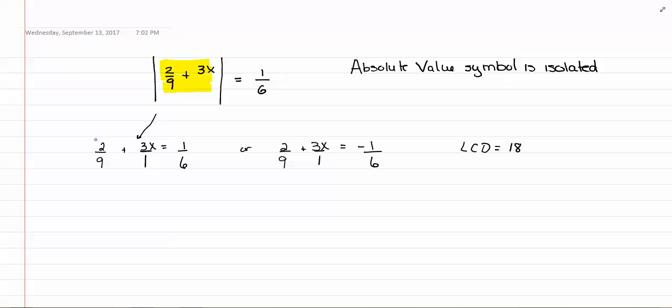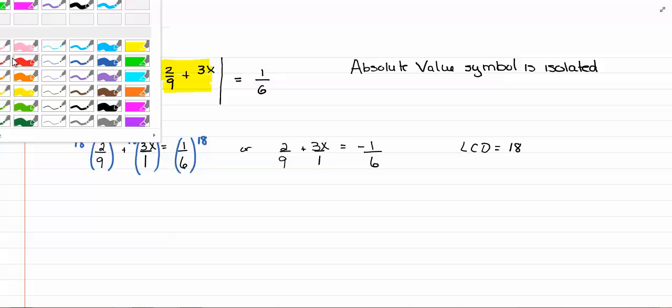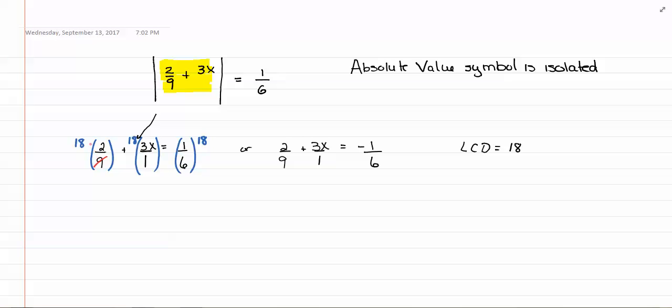Multiply each term by 18, including the 3x, right, and then cancel out the denominators. So when I cancel, all of your denominators should wipe out. 1 goes into 18, 18 times, 6 into 18, 3 times. And then write down what's left over.